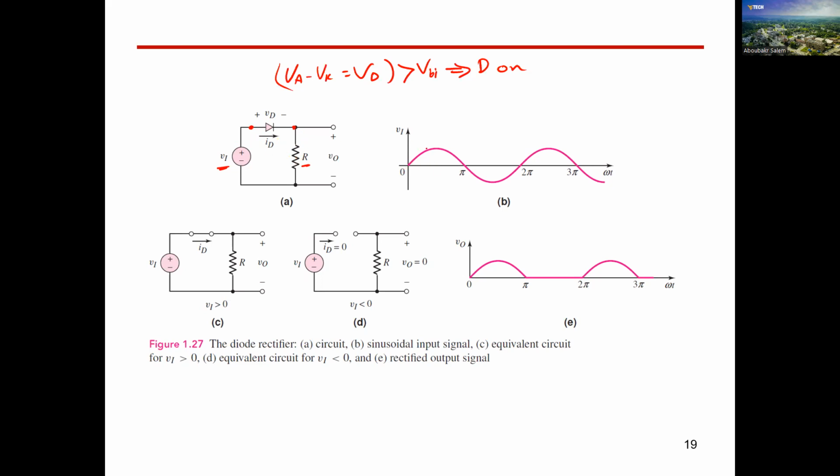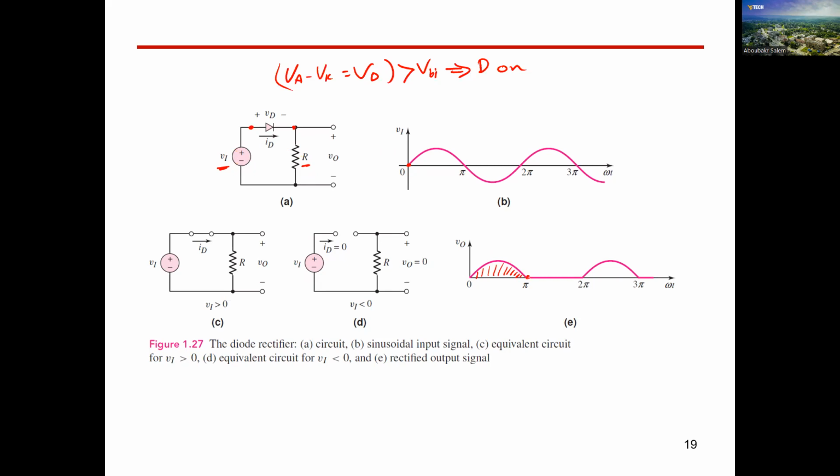So if this is V input, a sinusoidal waveform, we expect that once V becomes greater than 0 in the ideal case, but in the practical case greater than V barrier, which is 0.4 for instance, a current will start flowing. And if a current starts flowing here, the volt across this resistance will be the same as V input. So this is what's going to happen in this positive half cycle. So this is a turn on.